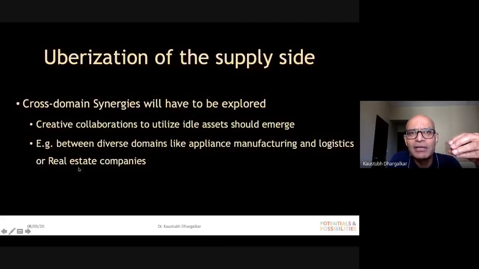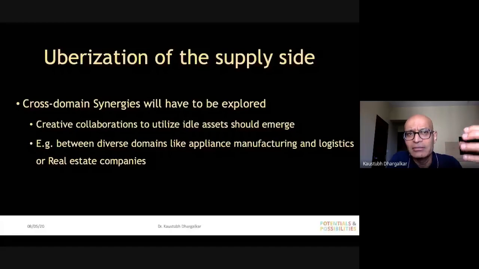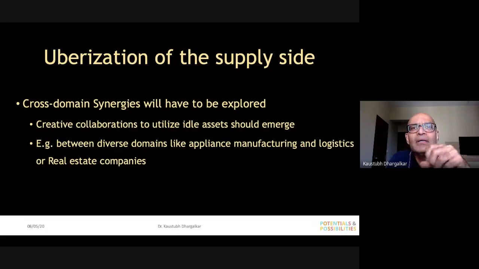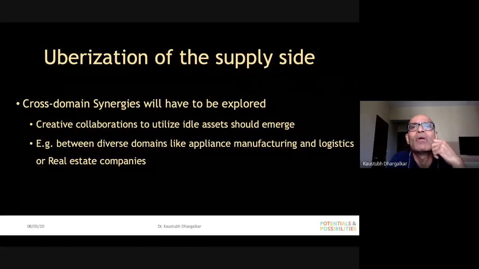Another thing, like for example, these real estate companies. Now, real estate companies are really facing the crunch. As it is, they were. And with this kind of a thing, office space requirements, etc., are going down, commercial requirements are going down. Now, what could some of these real estate companies actually attempt to do?